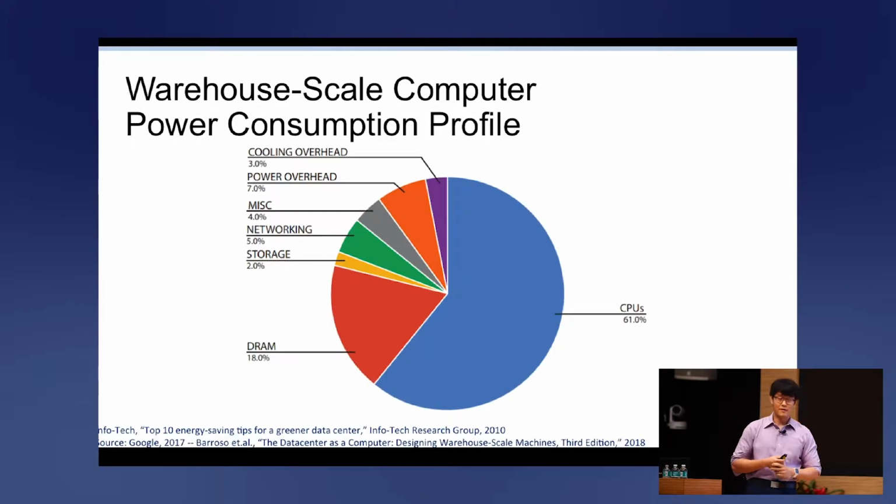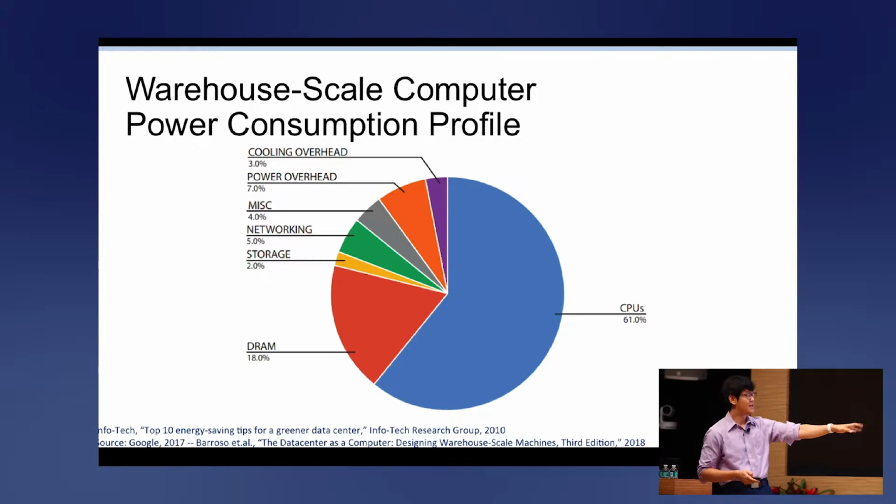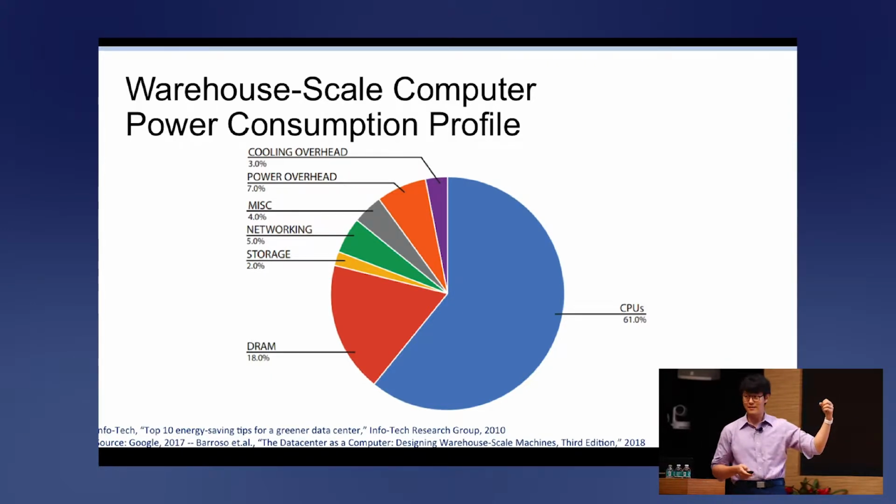And within a server, and this again is from the 2017 Google numbers, 61% is being used by CPUs on the right. 18%, which is the second largest chunk, is consumed by DRAM on the left. And this is from a book that was published by some engineers at Google, from the third edition.